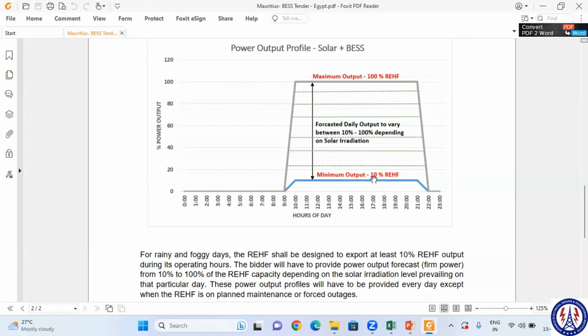Up to 5, your expectation can be met: 8 hours of solar and 5 hours. 1, 2, 3, 4, 5, 6, 7, 8. Right, 8 hours of solar and 5 hours for the battery.